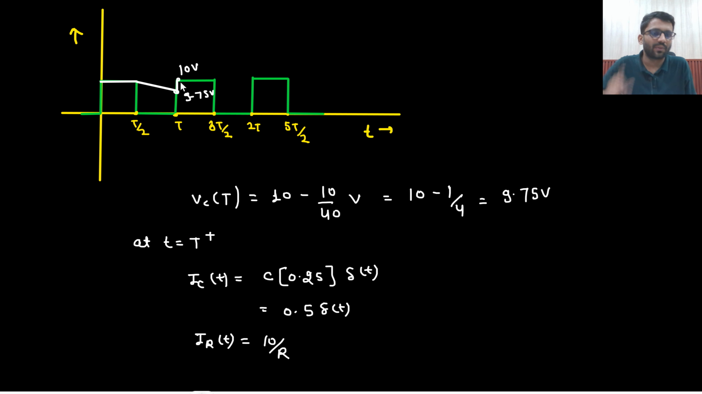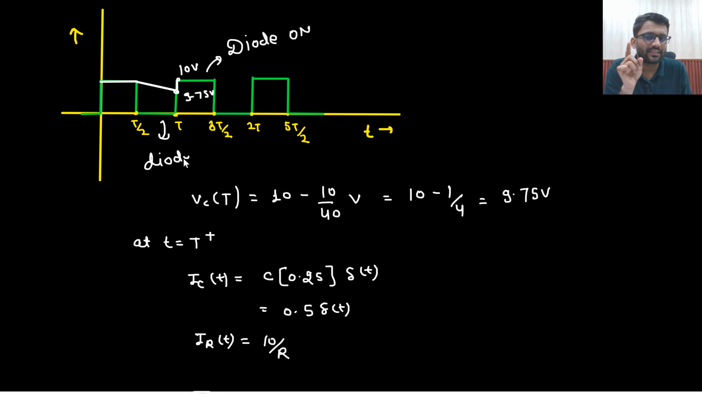Now the diode is turning on. Here diode was off, so I was not caring about the resistor current or the capacitor current. Why was I not caring about them? Because I needed to find the current through the diode. Now in this condition, the capacitor is driving 0.5 by delta t current and the resistor is driving 10 by R current.